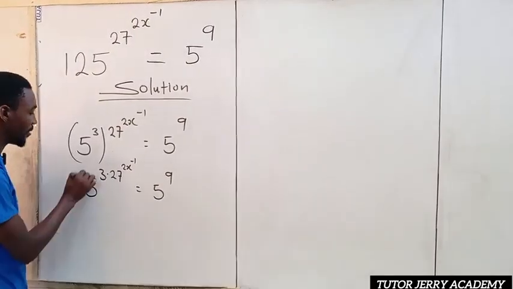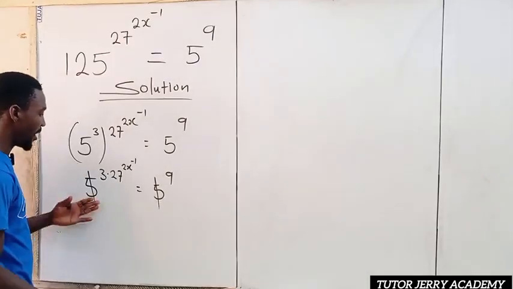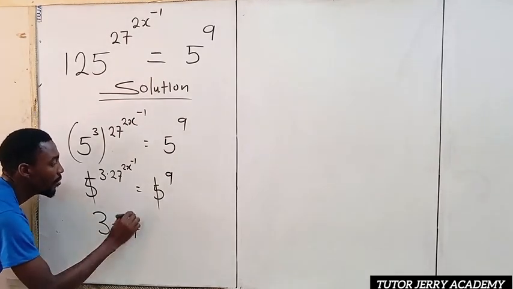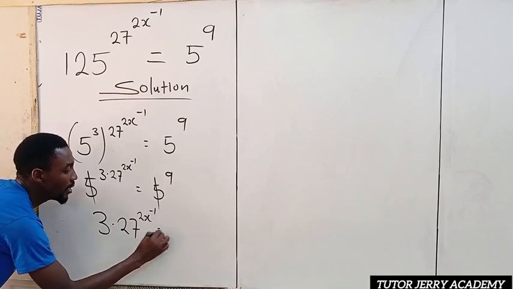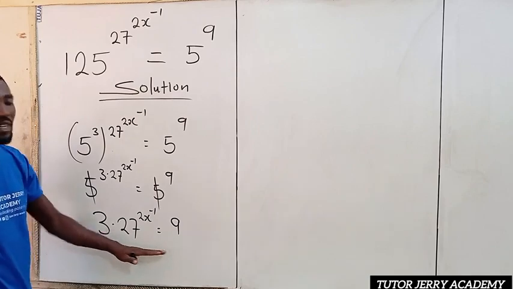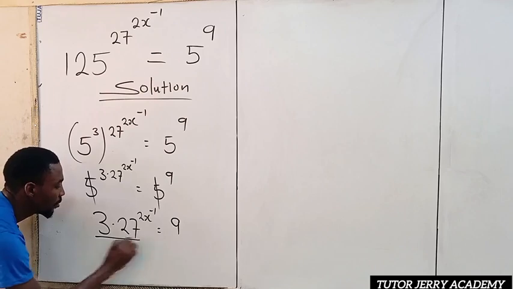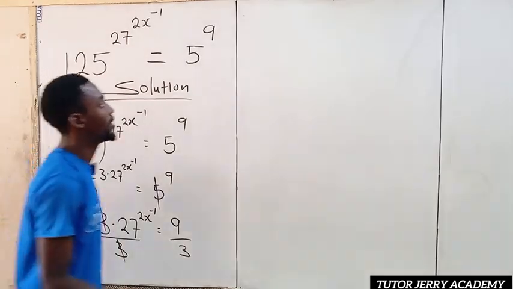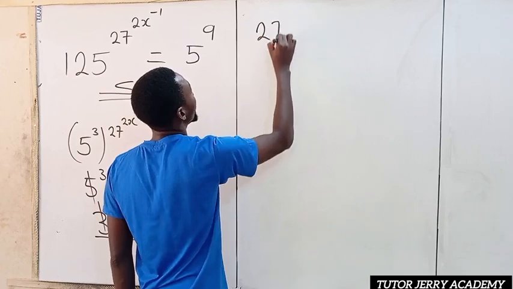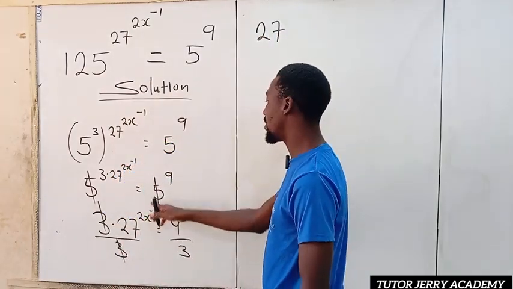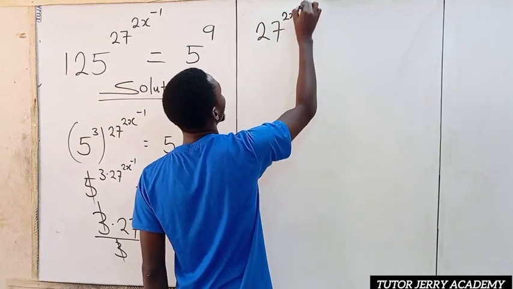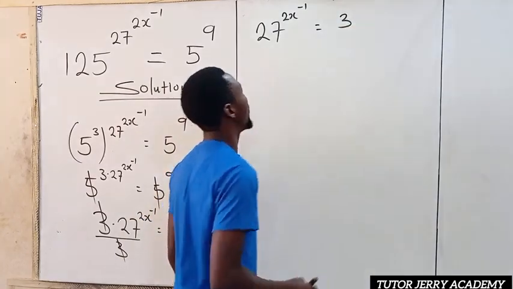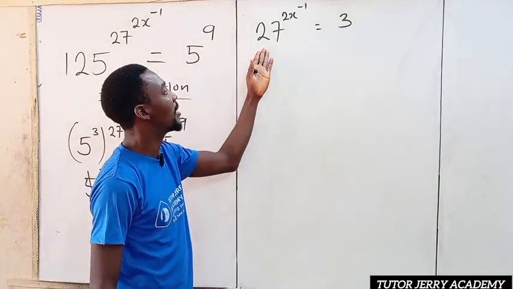And you are going to agree with me that the same base will cancel out. Now we are going to be left with 3 multiplied by 27 to the power of 2x to the power of negative 1 equals 9. So the next thing we can do is divide through by 3. If we divide by 3, we observe that 3 will cancel out here, then we'll be left with 27 to the power of 2x to the power of minus 1 equals what? 9 divided by 3 is nothing but 3.